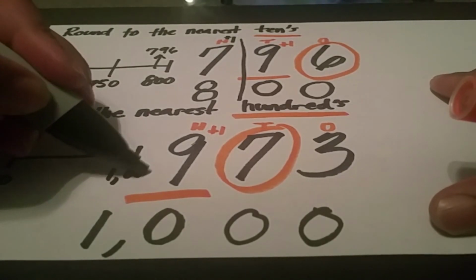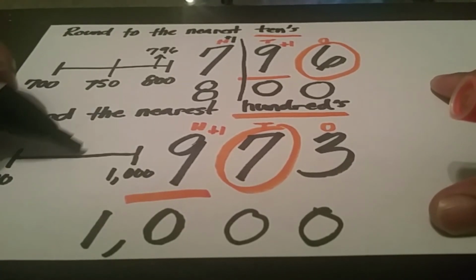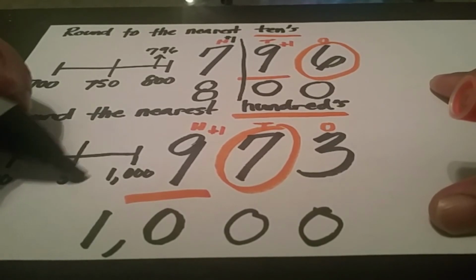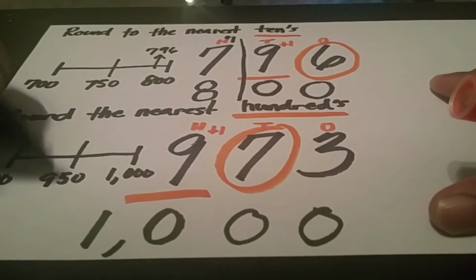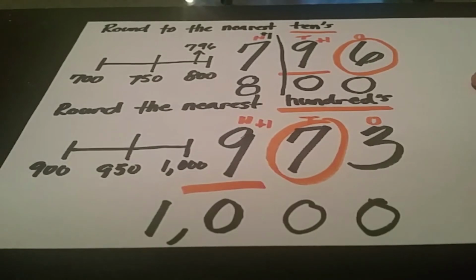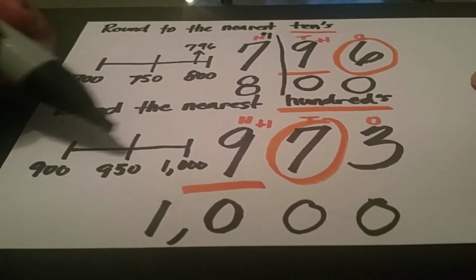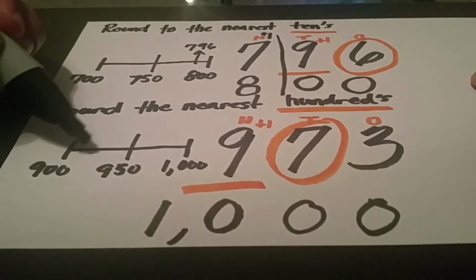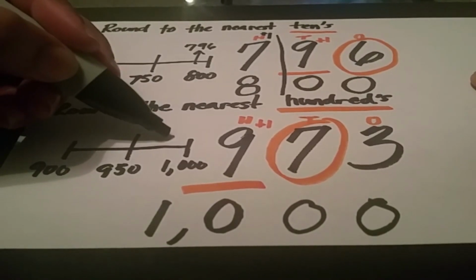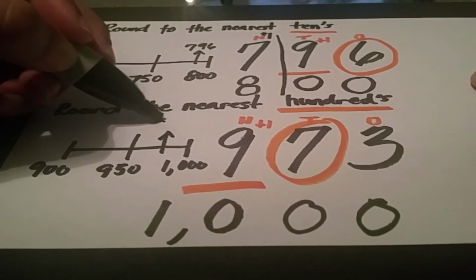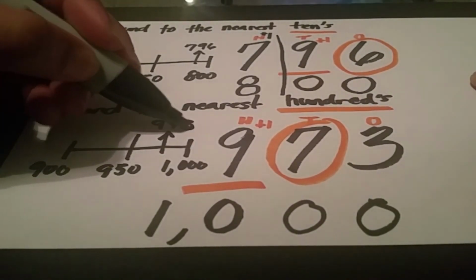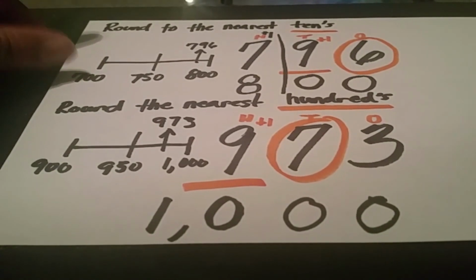If you want to look at that on a number line, you could. That's 900 there, 1,000 here. Remember our middle will always be a 50. So that's 950. And we know that 973 is either on this side or this side. Correct. It would be on this side. You see that?